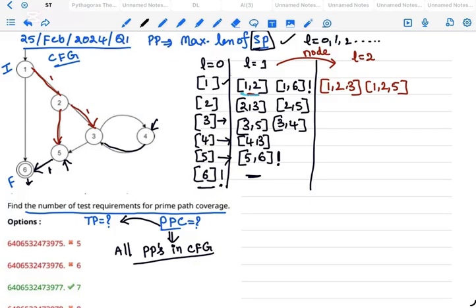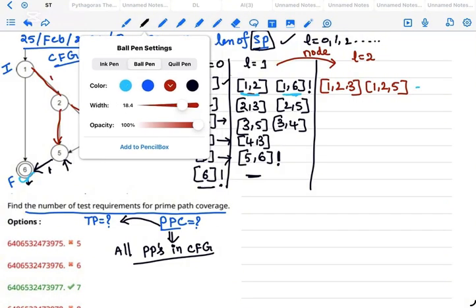So this is completed. This is extended to length 2. Okay, next 1 to 6. Is it possible to extend 1 to 6? No, not possible, because the terminal node is 6. There are no other possible paths.